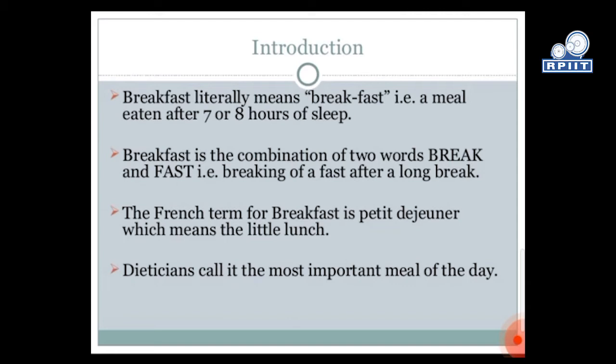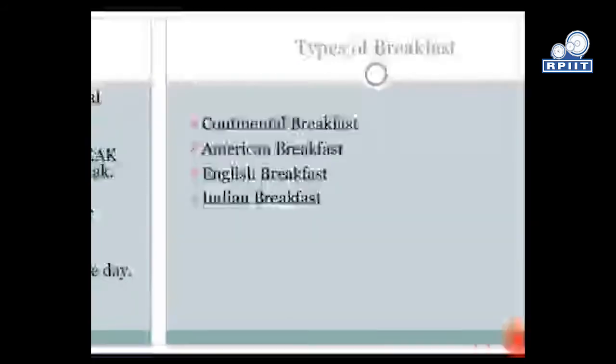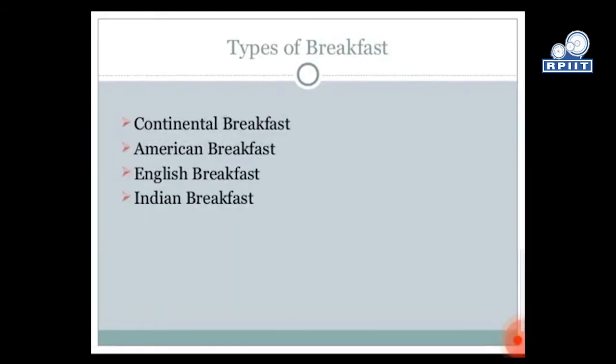Example, a meal eaten after 7 or 8 hours of sleep. Breakfast is the combination of two words, break and fast: breaking of fast after a long break. The French term for breakfast is petit déjeuner, which means the little lunch. Dietitians call it the most important meal of the day. Types of breakfast: continental breakfast, American breakfast, English breakfast, and Indian breakfast.